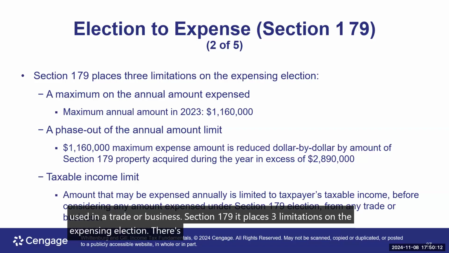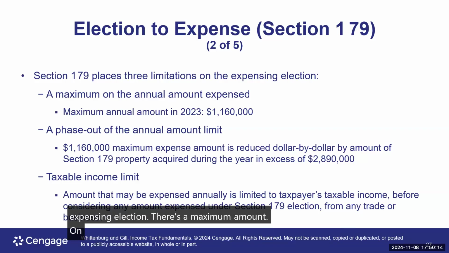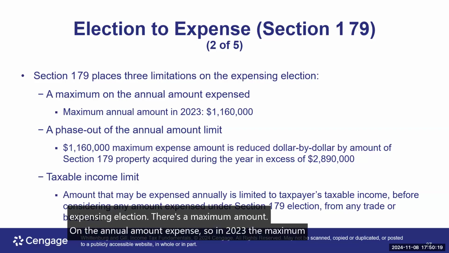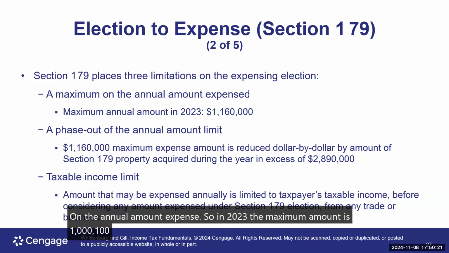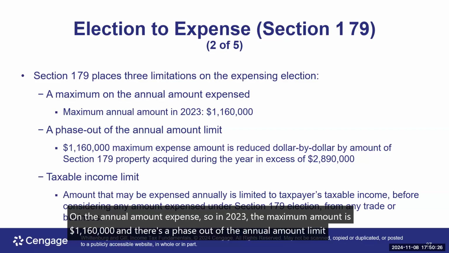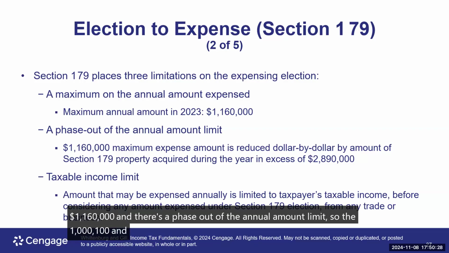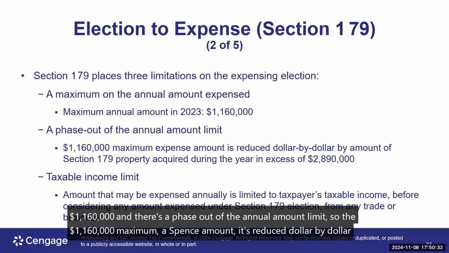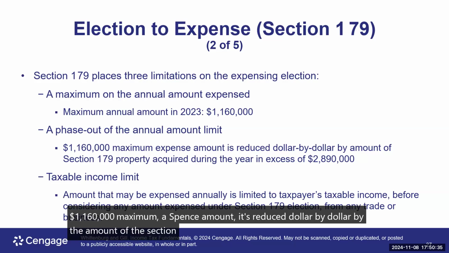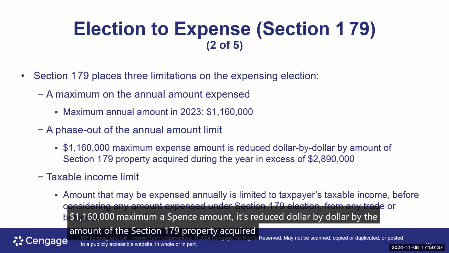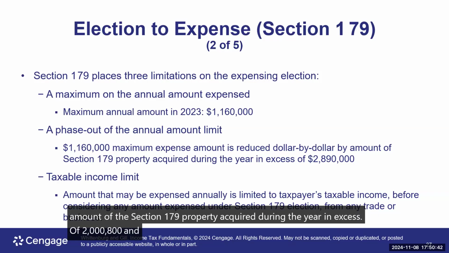There's a maximum amount on the annual amount expensed. In 2023, the maximum amount is $1,160,000, and there's a phase out of the annual amount limit. The $1,160,000 maximum expense amount is reduced dollar for dollar by the amount of the Section 179 property acquired during the year in excess of $2,890,000.